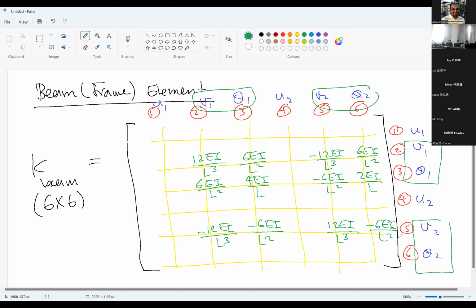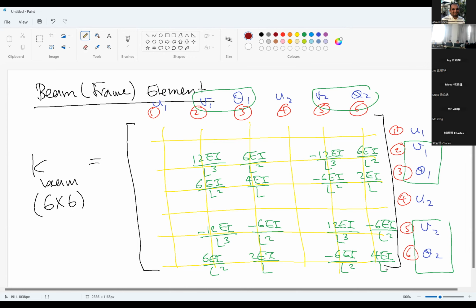Okay, here similar to this one, 6EI by L square, 2EI by L, similar to negative 6EI by L square, 4EI by L. Okay, so this is the element from the previous element without the axial effect. For the axial effect, what is new in the axial effect?